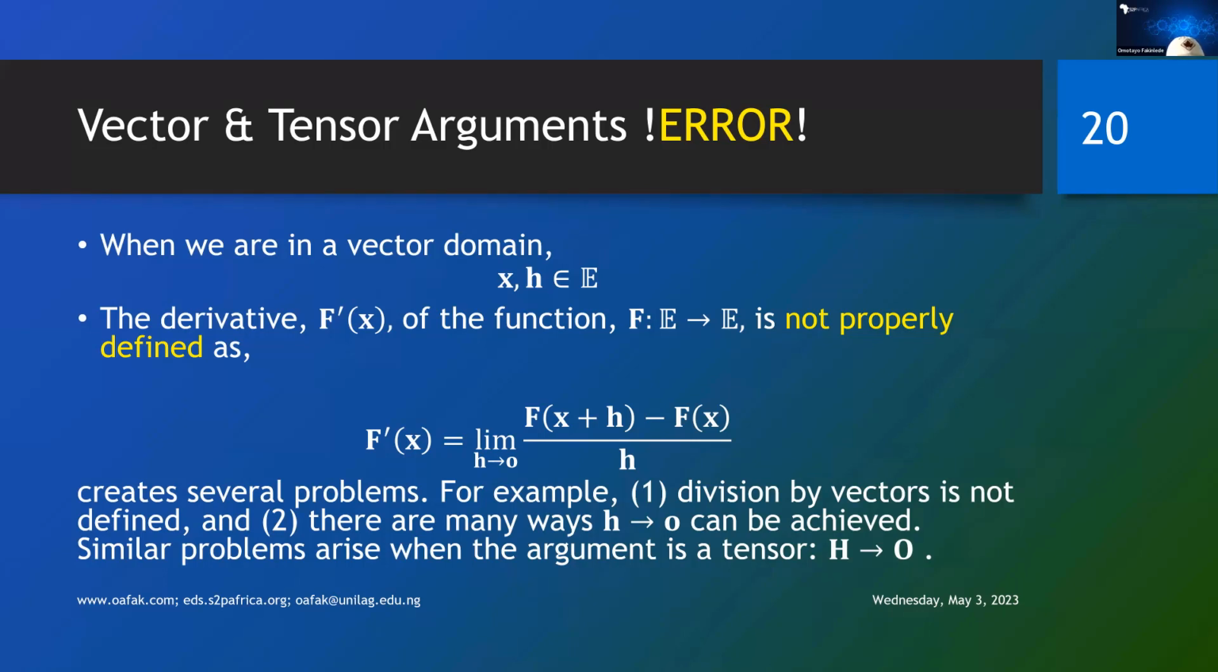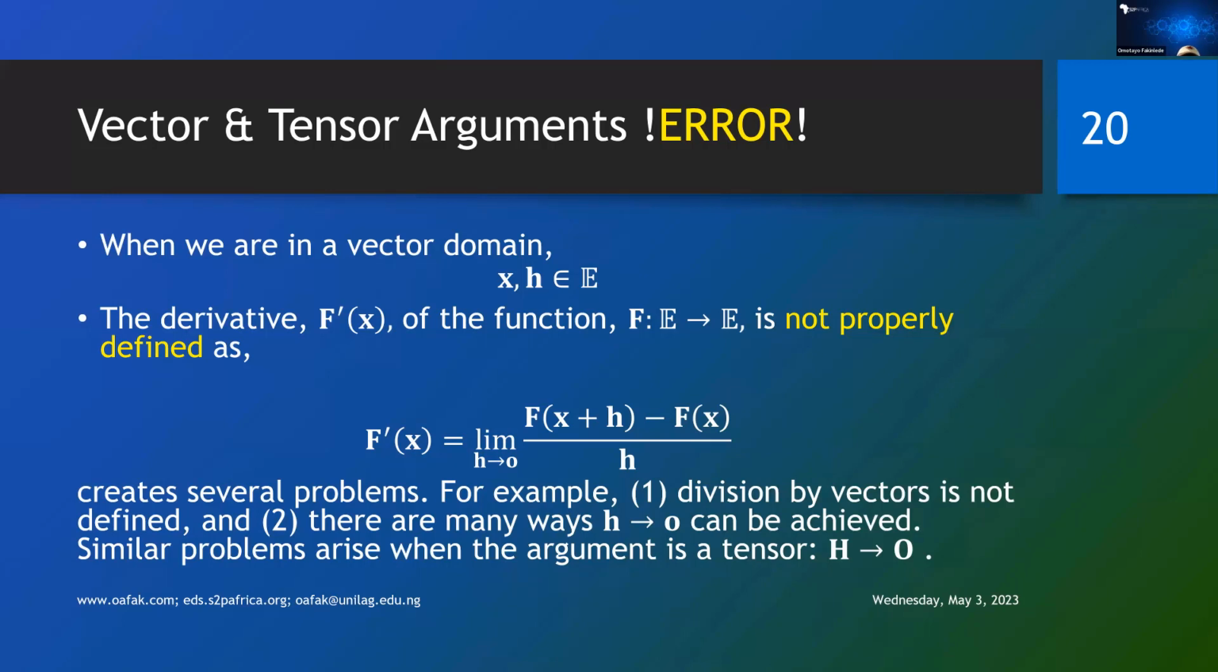When we are in a vector domain, I'm just trying to show you what the problem is. When we're in the vector domain, X and H are vectors. So if you want to differentiate a function of the vector X with respect to X, and you try to apply the scalar rules, you can say, okay, it is the limit as H tends to the 0 vector of function of X plus H minus function of X. You are still okay so far, but now divided by H. You cannot divide by a vector. It is not possible.